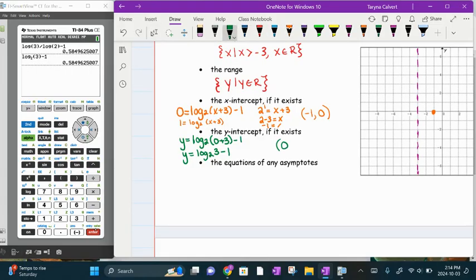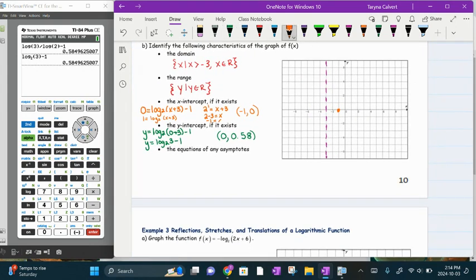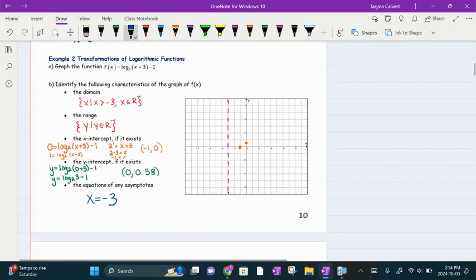So then it would be (0, 0.58) or about 0.6-ish. Right about there. And then the equation of any asymptotes, you already have that. So the equation of the asymptote is x equals -3. All right.